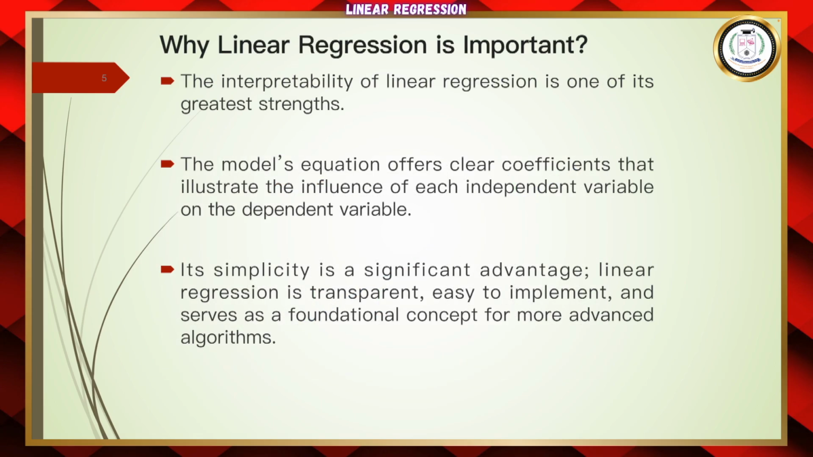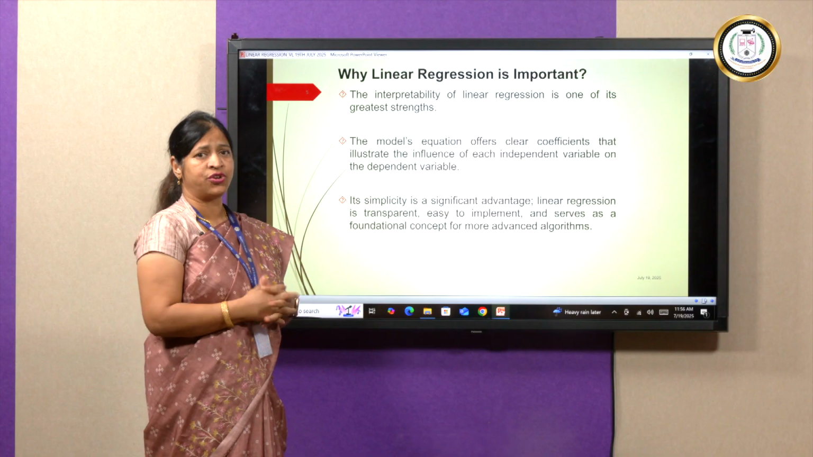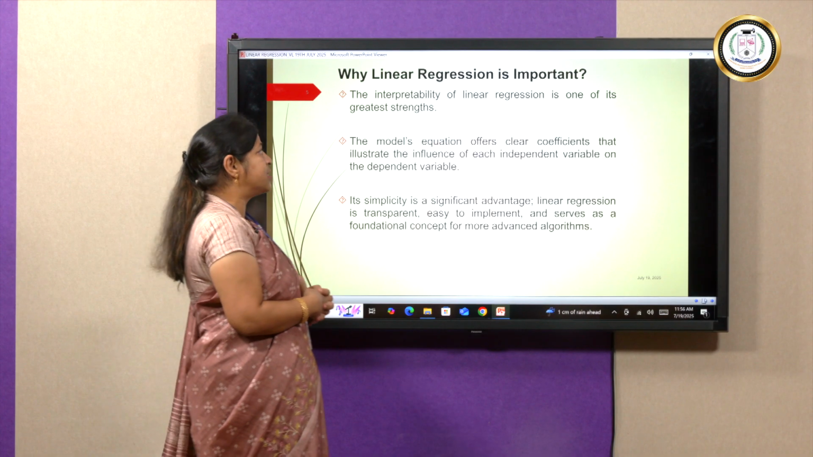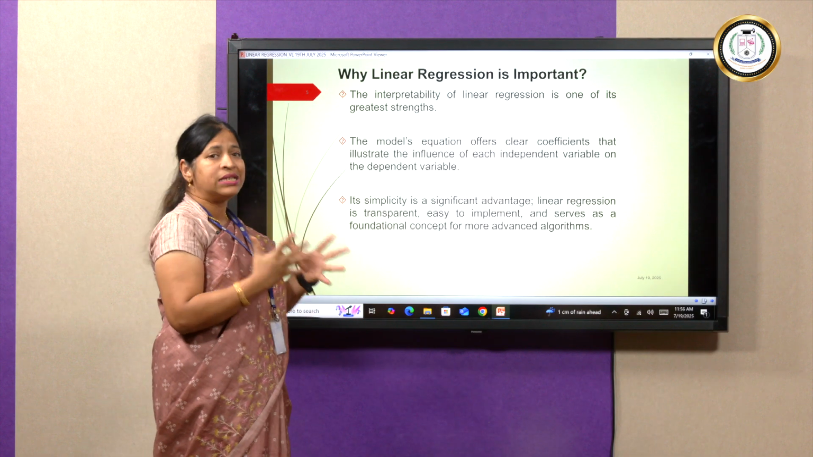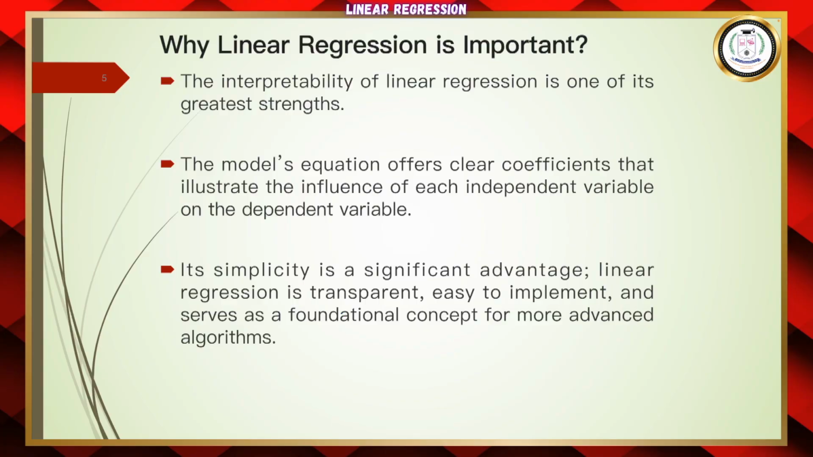Why is linear regression so important in several fields, for example machine learning, deep learning, artificial intelligence, data science, etc.? The interpretability of linear regression is very simple and it is one of the greatest strengths of this algorithm. It clearly gives us coefficients that illustrate the relationship between two variables. It is very simple, very transparent and very easy to implement as well.